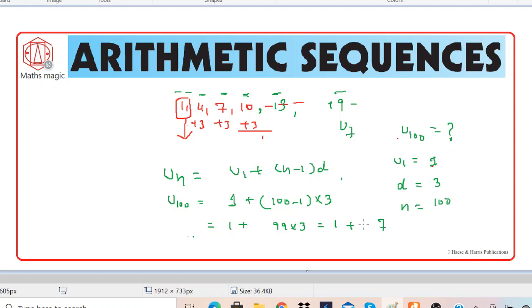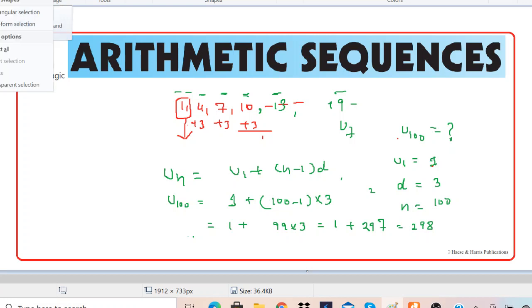You can see this, 99 times 3 is 297, plus 1, 298. So your 100th term of this pattern is 298. See how easily you can calculate the 100th term of the sequence. So this is how you can use the formula to find any term of this arithmetic sequence.